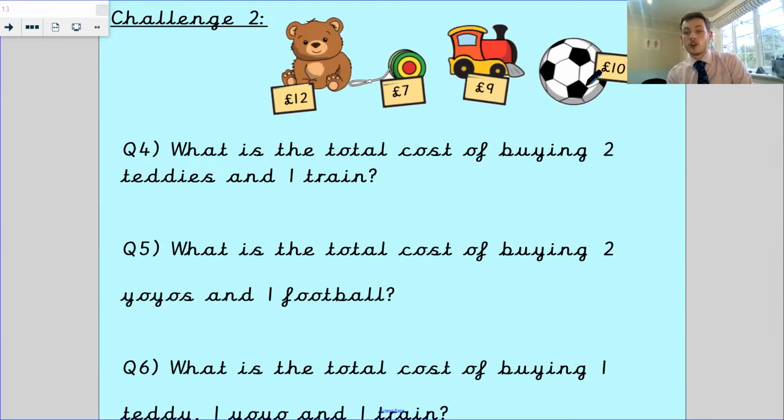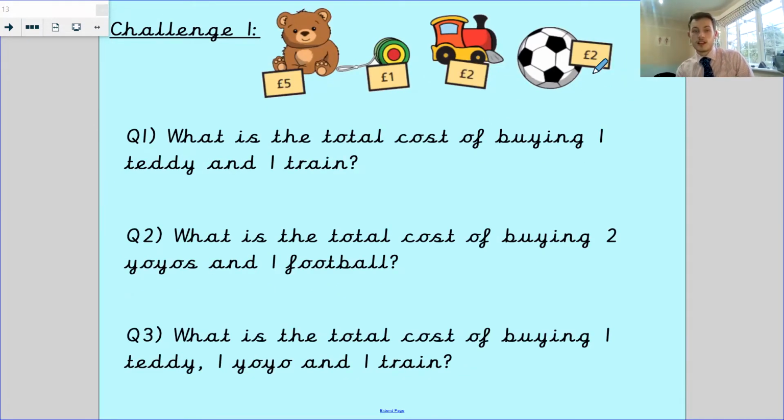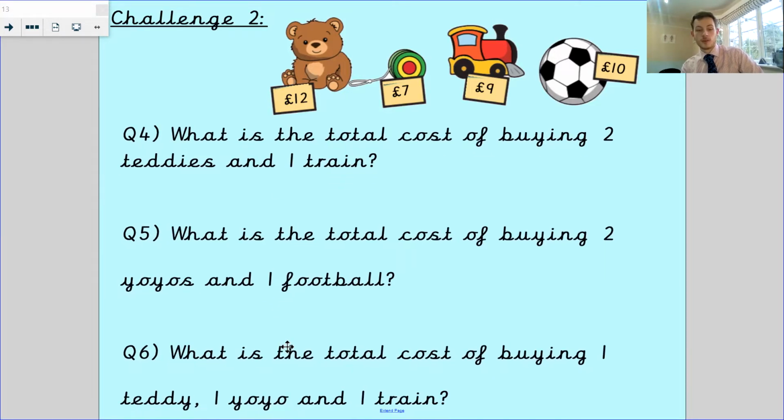Challenge 2. These have got slightly different numbers. If I just move myself over slightly, here's your challenge 2 question so you can see how much the football is. So what's the total cost of buying 2 teddies and 1 train? Question 5, what is the total cost of buying 2 yo-yos and 1 football? And question 6, what is the total cost of buying 1 teddy, 1 yo-yo and 1 train? If I just move that question up a little bit, there we go, we can see that perfectly. Pause the screen here and complete challenge 2 if that's for you.